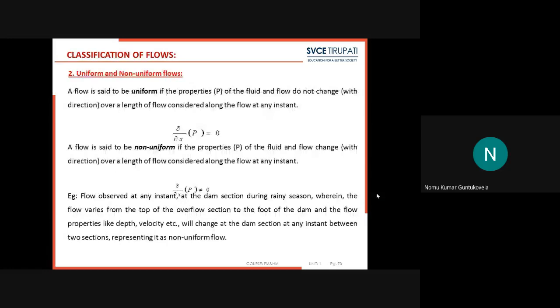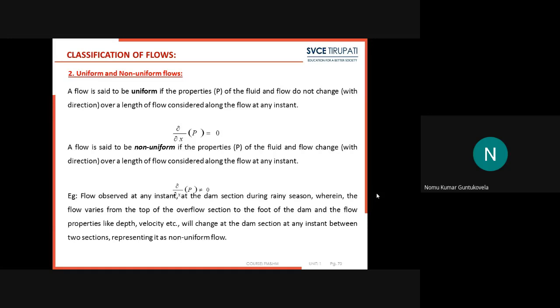Okay, in the same way, here we have uniform flow and non-uniform flow. Okay, a flow is said to be uniform if the properties of the fluid and flow do not change throughout the consideration of the sections. Okay, then the flow is constant. Okay, such type of flow is known as uniform flow.